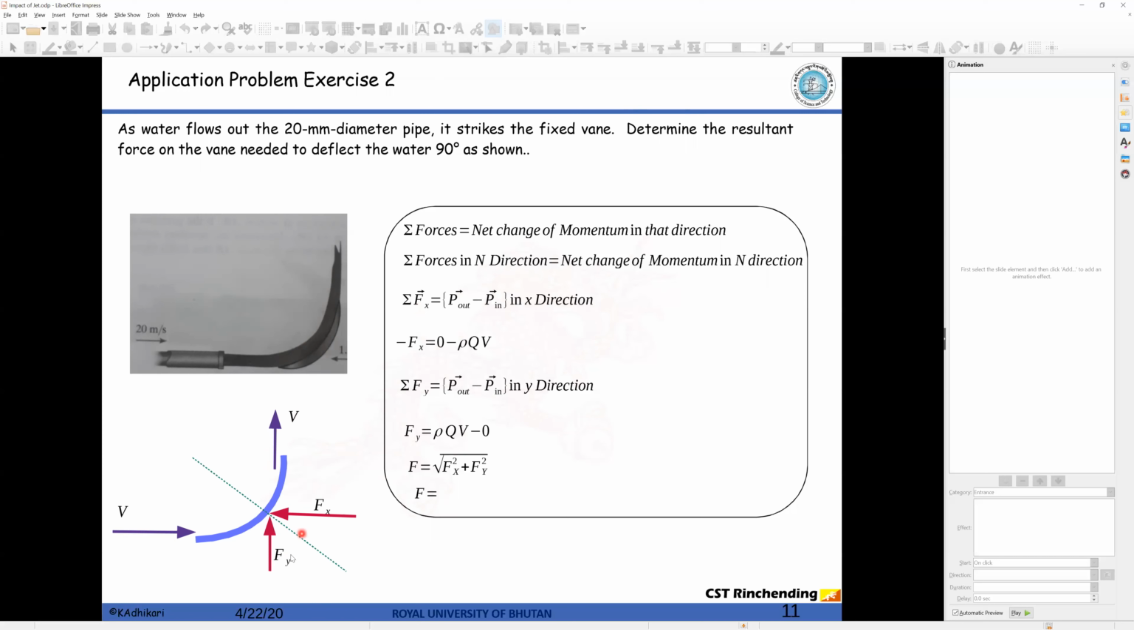So this is not what they're asking us to find. They're asking us to find the force exerted by the jet on the vane. So it will be equal in magnitude to F_x and F_y, but opposite in direction. So likewise, we use the same concept, and finally, if we need to find the resultant force, it would be the square root of F_x squared plus F_y squared. So this is the resultant force that is exerted by the plate on the jet, and the magnitude would be the same, but the direction would be opposite. The force that is exerted by the jet on the plate would be the same in magnitude but opposite in direction.